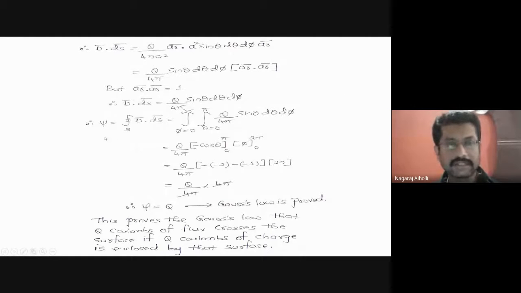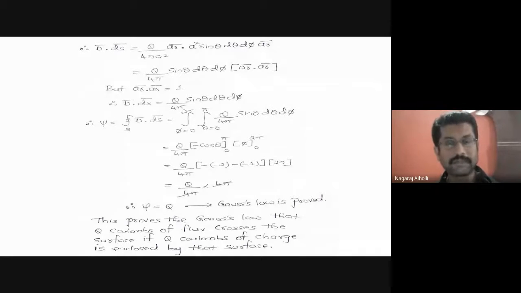What is our LHS? Psi is equal to the closed surface integral of the electric flux density with respect to the surface, which is equal to the charge enclosed. Right? Thus, we have proved the Gauss law here considering the point charge. What does this indicate? This proves the Gauss law: Q coulomb of flux crosses the surface if Q coulomb of charge is enclosed by that surface. If the surface is enclosing Q coulomb of charge, then Q coulomb of flux will pass through the closed surface. Okay, this is the proof of the Gauss law considering the point charge.